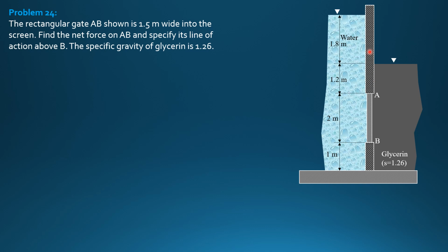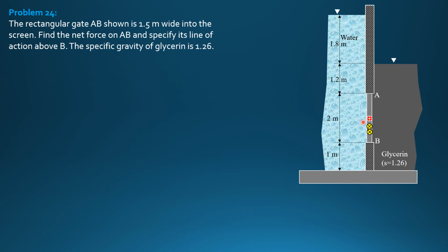There are two liquids on the side of the gate. We have water on the left side, glycerin on the right side. The glycerin is denser than water, but the depth of water is higher, so we expect the force on the water side is greater than that of the glycerin side. So therefore, the net force would be force of water minus force of glycerin.